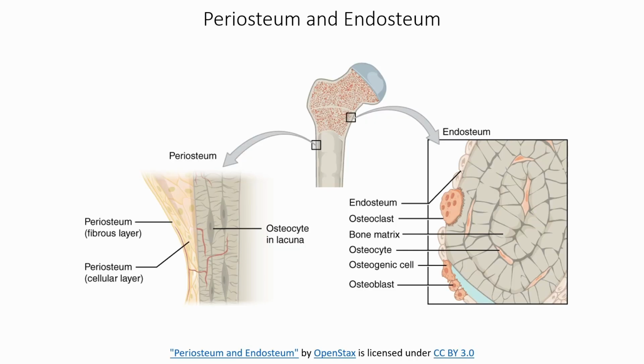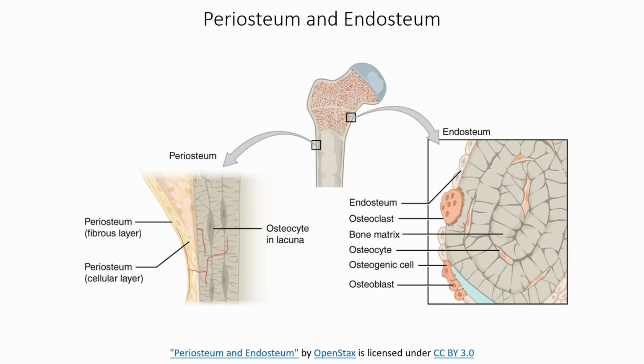Let's take a look at the endosteum and the periosteum. If we're looking at the endosteum on the very inside, we see a bunch of different bone cells too. We're going to talk about those on the next slide, so I won't get into them just yet. And then we also have the periosteum, these cellular and fibrous two layers coming together to provide a nice covering over the bone.